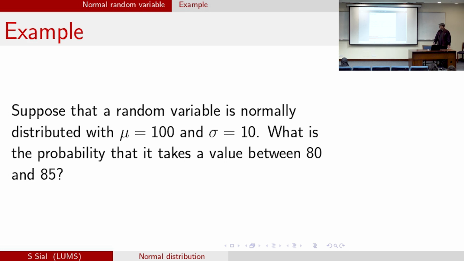Okay, so you've got a normal random variable. It's not the standard one, but it's normally distributed. And it has an expectation 100, and it has a standard deviation 10. What's the probability that it takes a value between 80 and 85? So how would we do that?